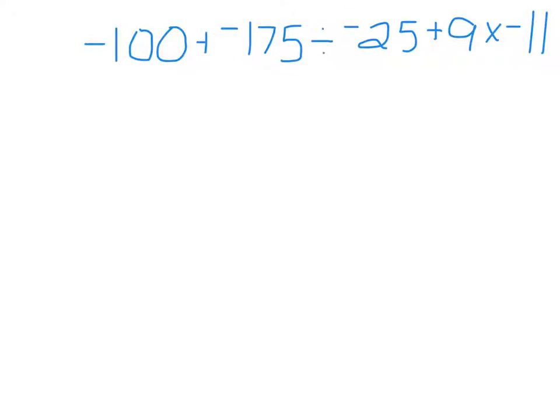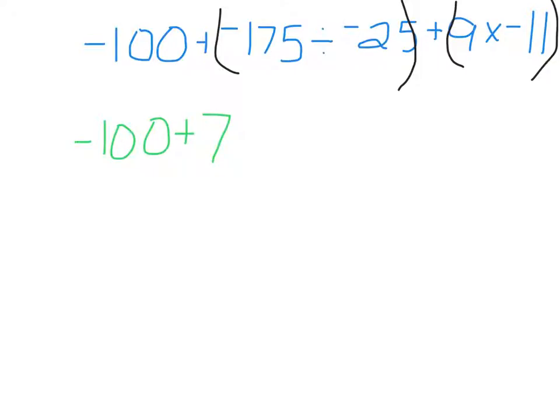I'm going to put little parentheses around it to show myself. I'm going to do this, and then I'm going to add this. So I keep my -100, plus, now I'm going to do this first grouping here. I have a negative sign and a negative sign. That equals a positive. So now I'm just going to look at 175 divided by 25. That goes in there 7 times.